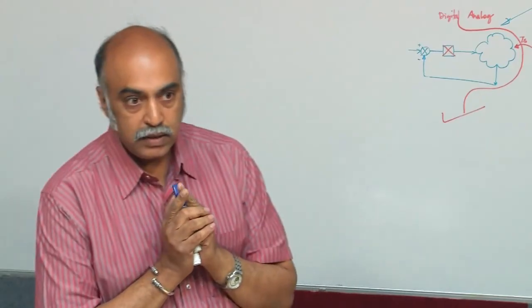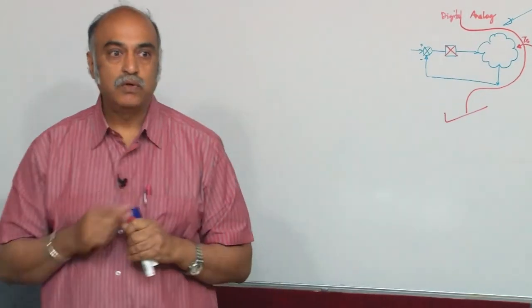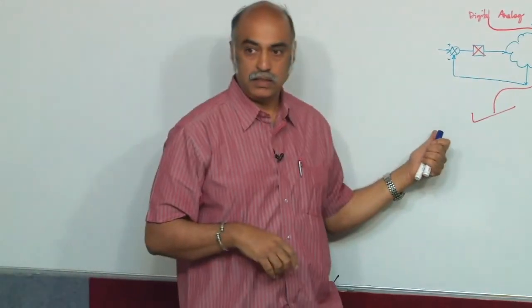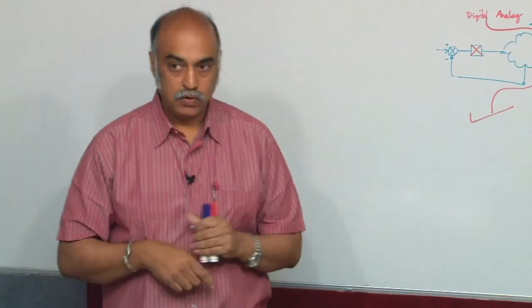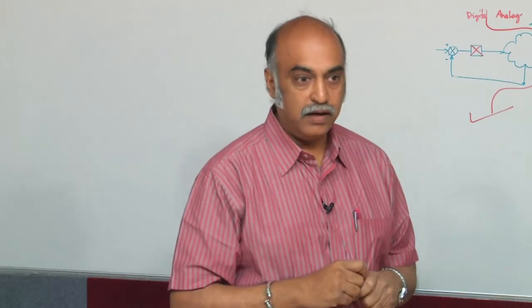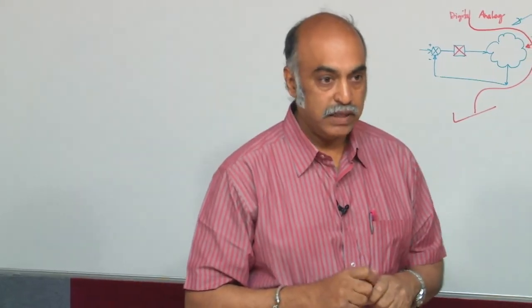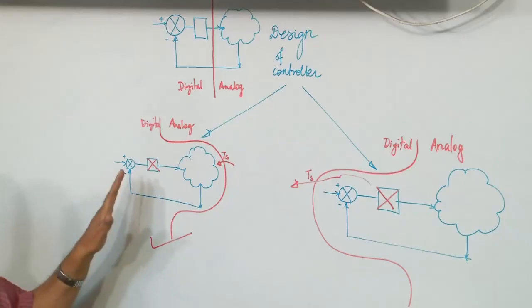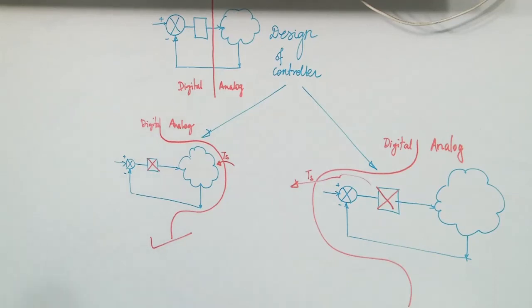So many of the new books you will see taking this approach. The Franklin and Powell, and the Workman, which I mentioned, also use this approach, which is logical, I would say. So we also will use that. That is why in all our examples and in the course, we will be using the Z domain, not the S domain.